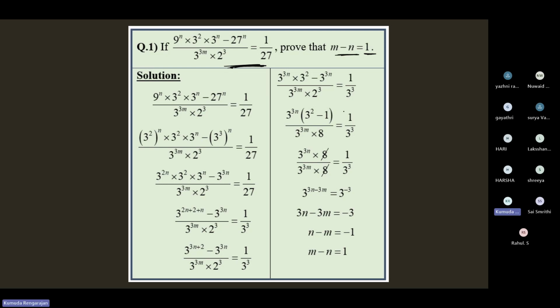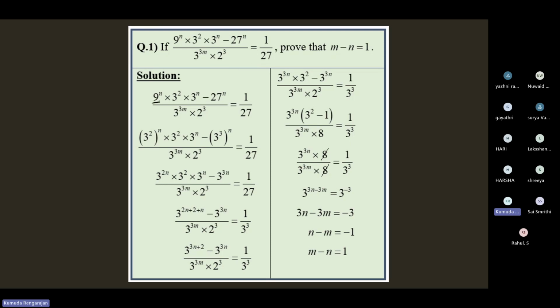Do not read the answer ahead. Don't see the answer ahead. We'll go step by step, see the step which I am explaining. Don't go ahead, that will confuse you. So given this equation, we'll have to prove that m minus n is equal to 1. So this is a simple one.